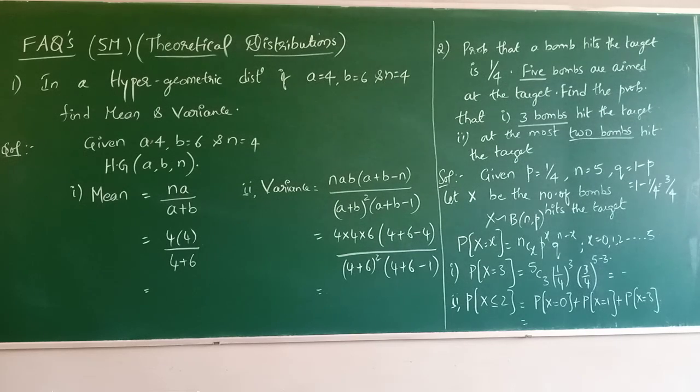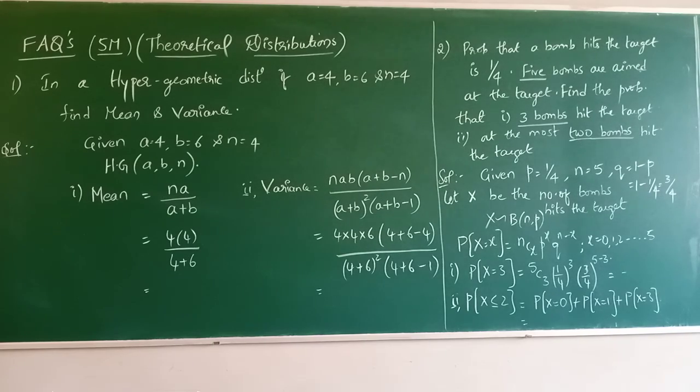Then the probability mass function P of X equals N C X P power X Q power N minus X, where X takes 0, 1, 2 and so on up to N. Here N is 5, therefore I have written 5 directly. Next, what is asked in question number 1? Find the probability that 3 bombs hit the target when 5 are aimed. What is the probability of 3 hitting? And at the most 2 hitting, what is the probability?